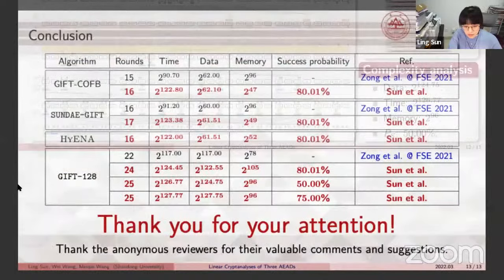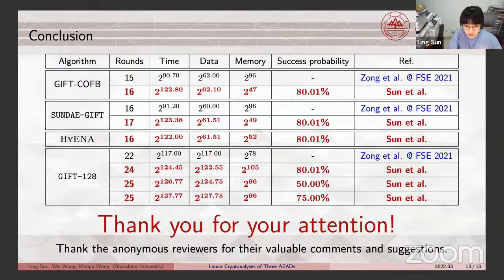So lastly, a brief conclusion. In this work, we firstly create specialized set problems for the search of linear distinguishers coordinate with the attack setting. With this method, we improve linear attacks on GIFT-COFB and SUNDAE-GIFT. We propose the first cryptanalytic result on HYENA. Also, we provide improved linear attacks on GIFT-128. That's all for the presentation. Thank you for your attention.